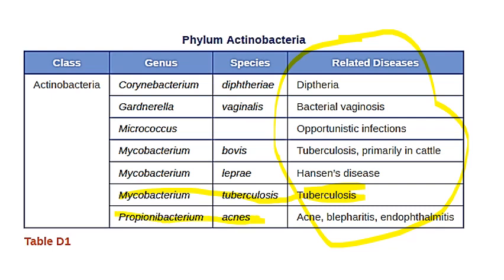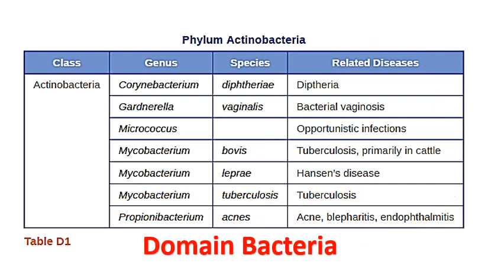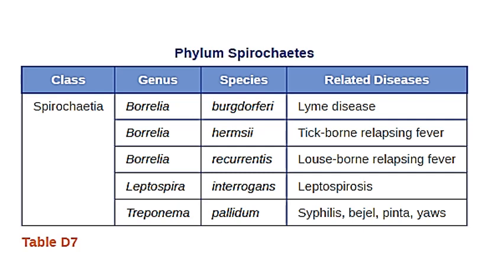Propionibacterium acnes causes acne. These are all members of a domain, the domain Bacteria, of course. These are some more bacteria that are members of a class called Spirochetia, which are also known as spirochetes. They're members of a phylum called the phylum Spirochetes.